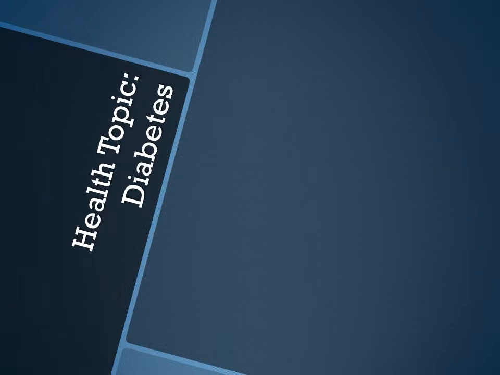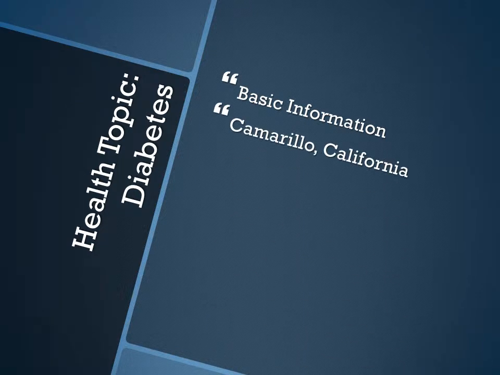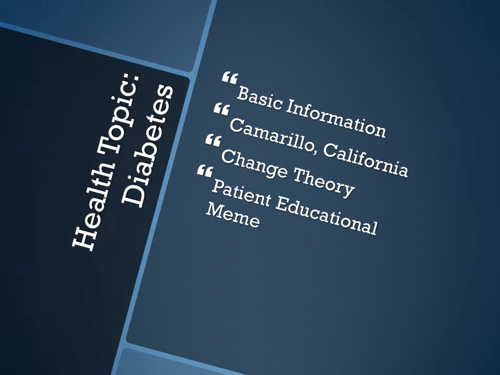Moving forward with this presentation, I will briefly talk about the basic information on diabetes so you have some background information. Next, I will show you a small town in Camarillo, California as an example of a typical city in the United States. I will discuss the change theory and how it can pertain to a diabetic. Next will be my patient educational meme to show the simplicity of a picture in its 1,000 words. Lastly, I want to show you a professional piece of education called MyPlate that diabetics can use.